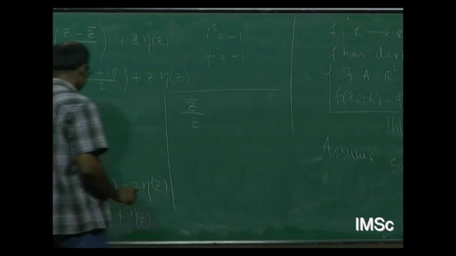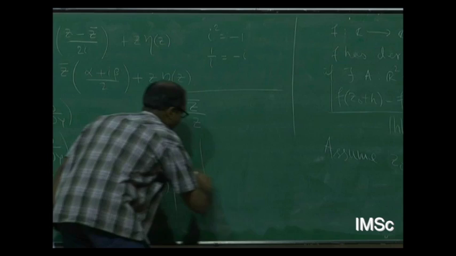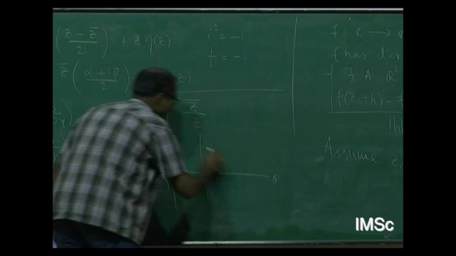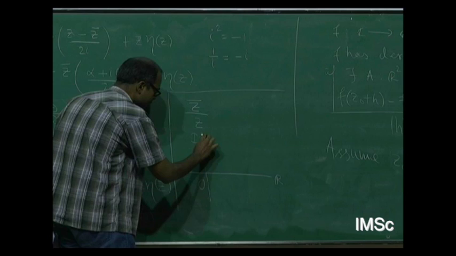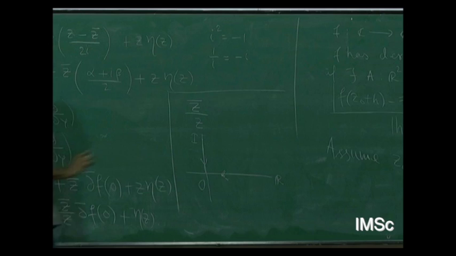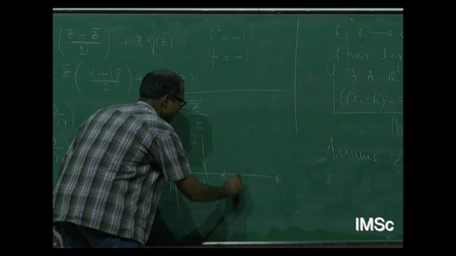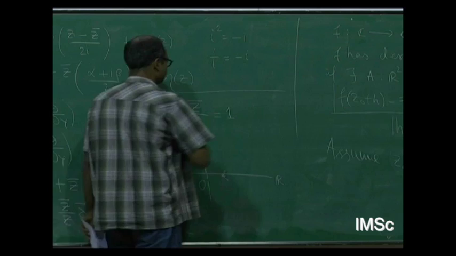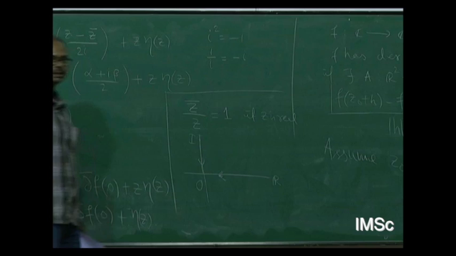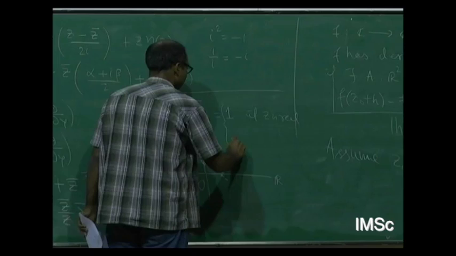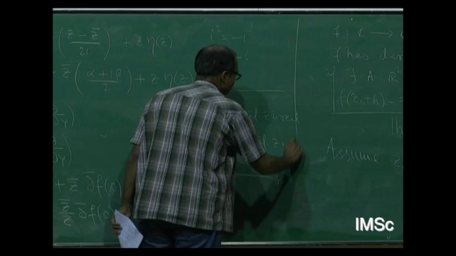So z is going to 0, so I can approach it via, let us draw the complex plane. Here is my 0, this is my real line, this is the imaginary axis, say I. I can approach 0 through the imaginary axis, or I can approach through the real line. I can approach in any direction, it should converge to the same limit. So the problem is the following. If z is purely real, this will be just 1. If z is real, then this is just 1, and it is minus 1 if it is purely imaginary.